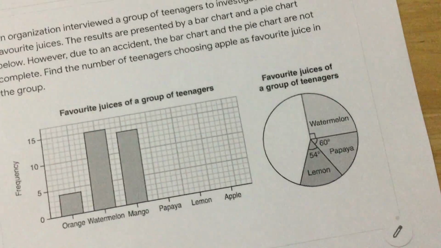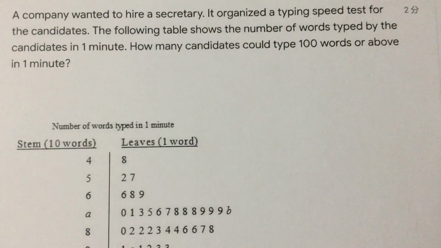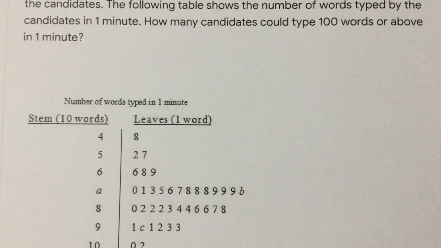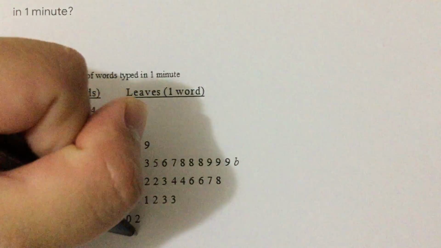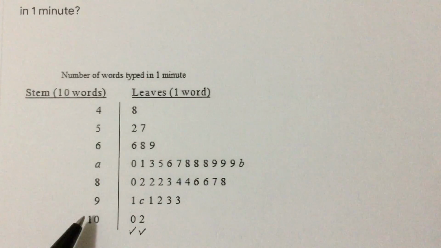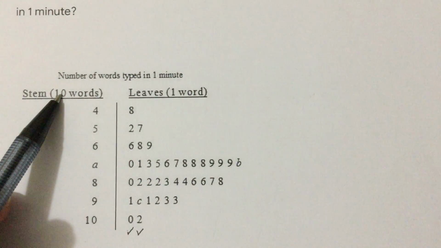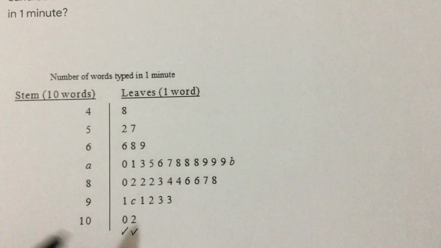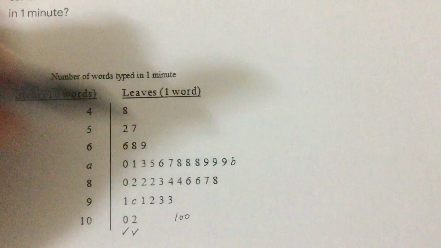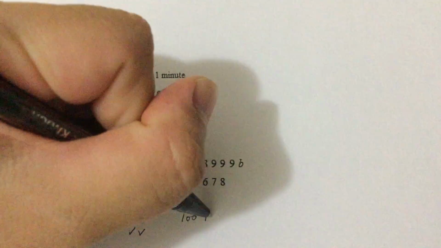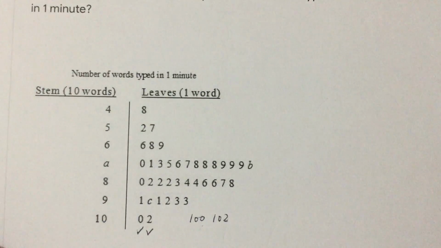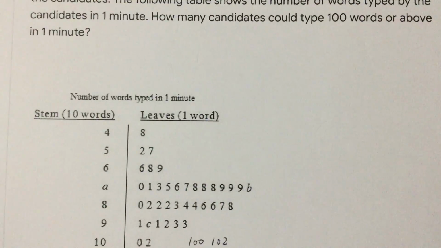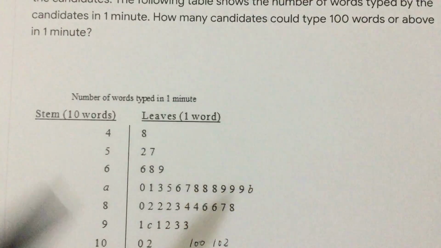Okay, and last 2 questions. This one, first of all, how many candidates could type 100 words or above? So how can you read it? The only 2 is this 2. Because that is 100, this is 10 times 10, this is 100 plus 0. So this one is 100, and the most they get is 102. So only 2 candidates can type more than 100 words here. So you have only 2 of it. So the answer is 2 candidates.